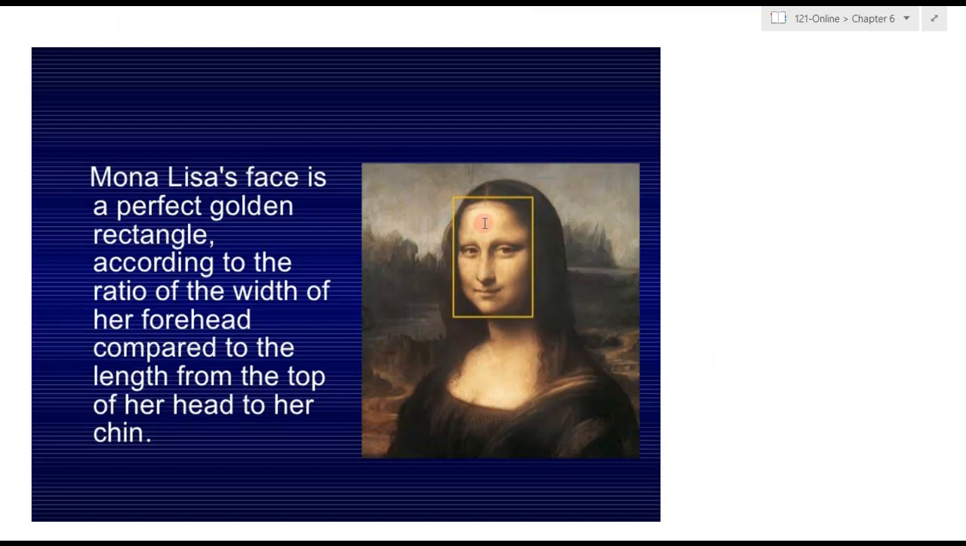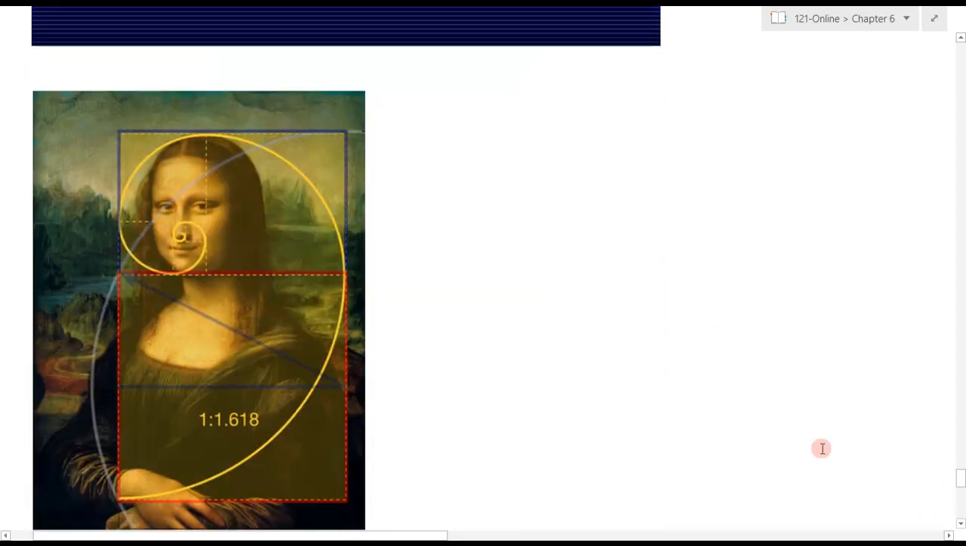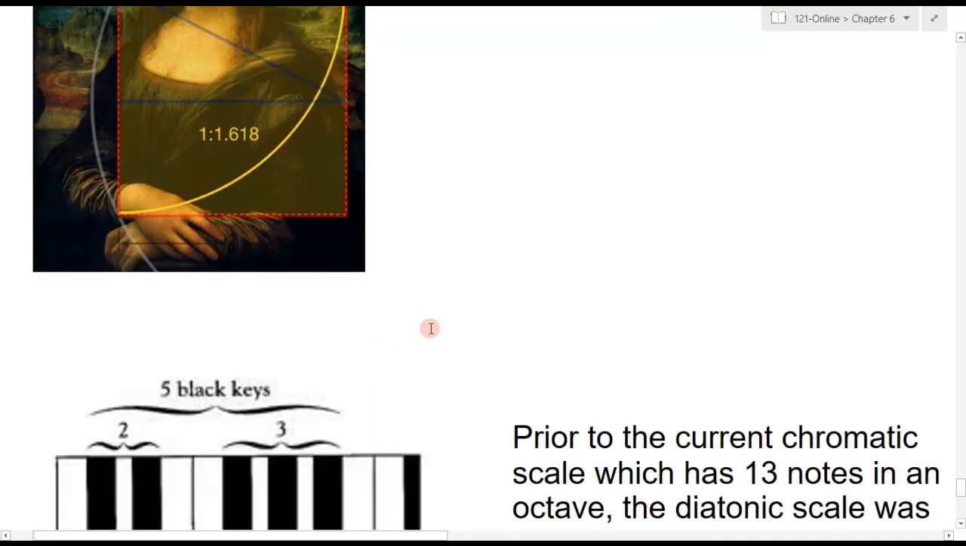Here's another example from art. Mona Lisa's face. This is the famous painting, one of the most famous in the world, recognized for its beauty. The face on the Mona Lisa is a perfect golden rectangle according to the ratio of the width of her forehead compared to the length from the top of her head to her chin. Here's another picture of the Mona Lisa where you can see the Fibonacci spiral on there that relates to the proportions of the painting.